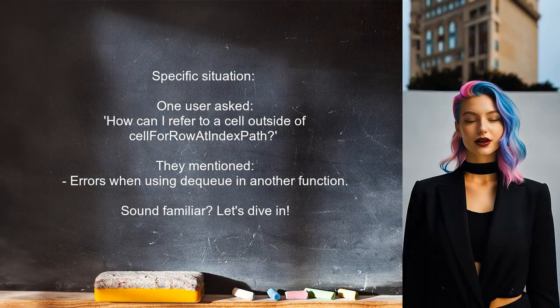Here's the specific situation we're looking at. One user asked, "How can I refer to a cell outside of cellForRowAtIndexPath?" They mentioned trying to use the dequeue method in another function, but kept getting errors. Sound familiar? Let's dive into the details.